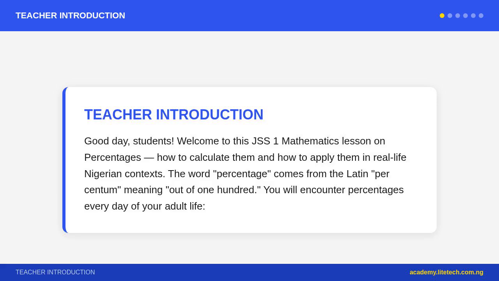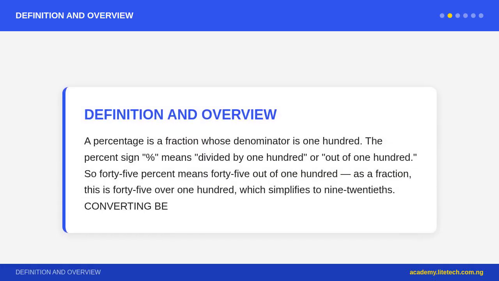Percentage to decimal: divide by 100, move the decimal point 2 places to the left. 45% equals 0.45. 80% equals 0.80 equals 0.8. 6% equals 0.06. Fraction to percentage: multiply by 100.